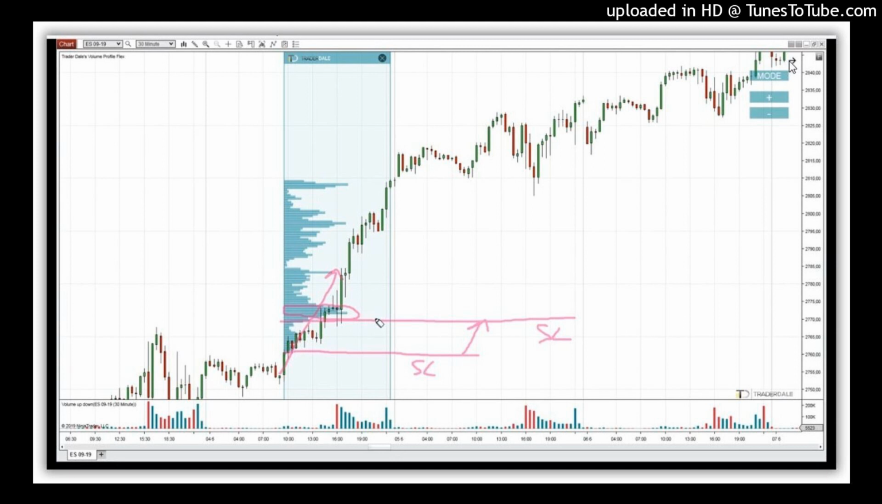All right, so you went short from there, and in here you take your profit at the heavy volume area or a little bit above it, so you can actually close the position somewhere in here.